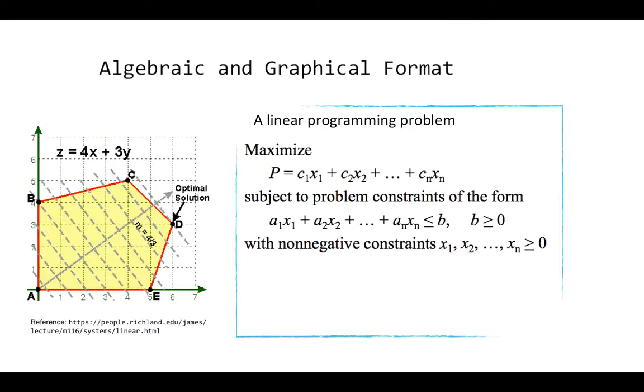A linear programming problem is said to be a standard maximization problem in standard form if its mathematical model is of this form. Here we'll use this example. Consider the linear programming problem of maximizing z under these constraints. This is a standard maximizing problem.